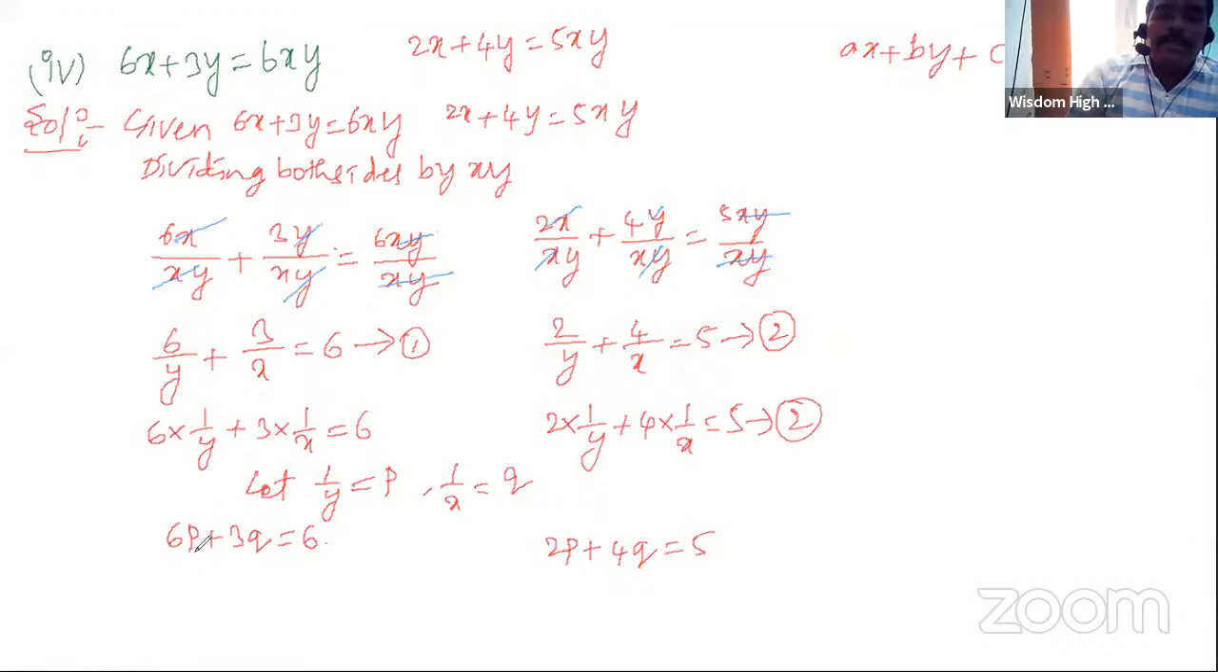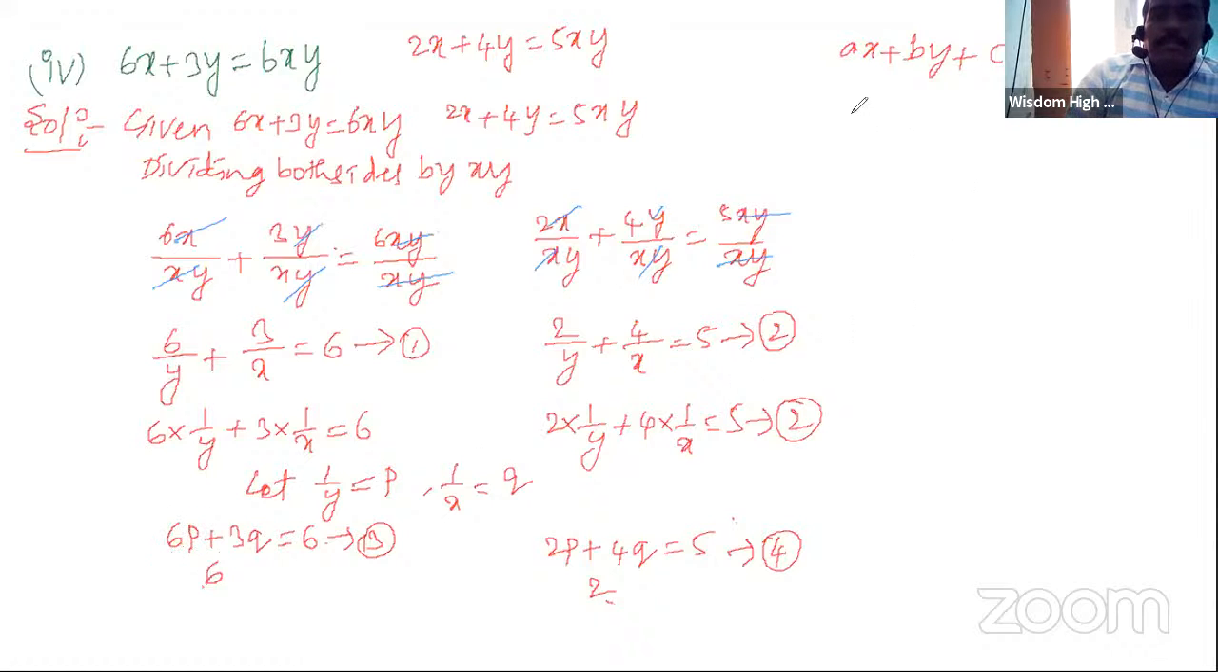If you want to eliminate p, you have to see the coefficients. Here 6 is the coefficient, here 2 is the coefficient. I already explained the LCM method; that is the better way. Now this is equation 3 and this is equation 4. The third equation will be multiplied by 2 and the fourth equation multiplied by 6. The simple way: the first equation is multiplied by the second equation's p coefficient, and the second equation is multiplied by the first equation's p coefficient.